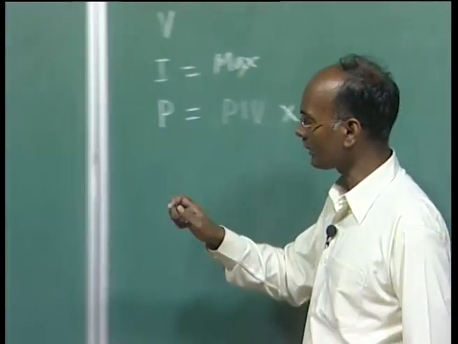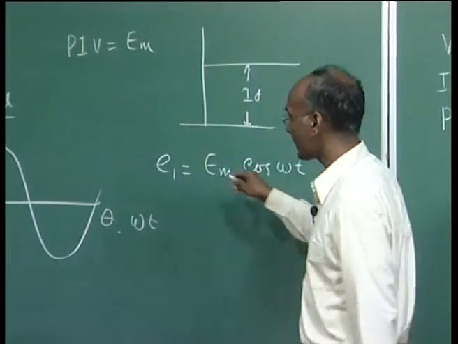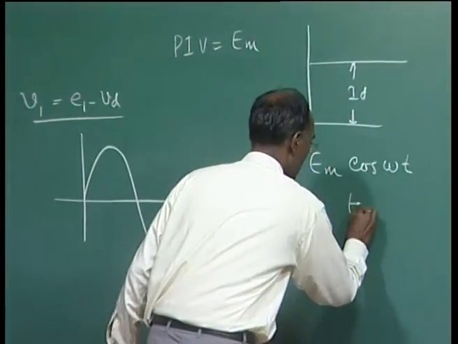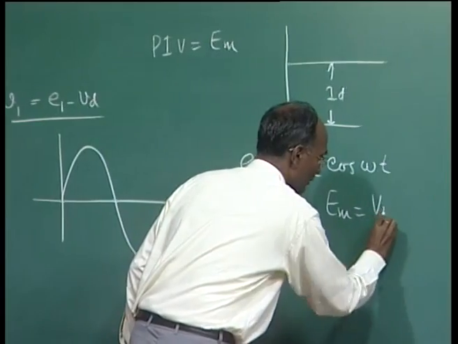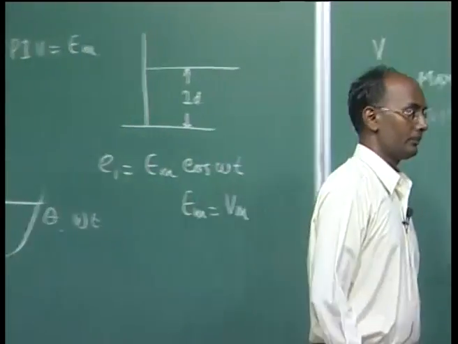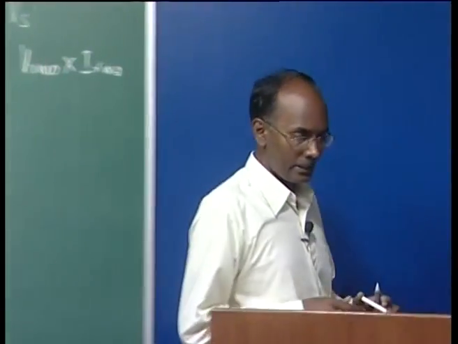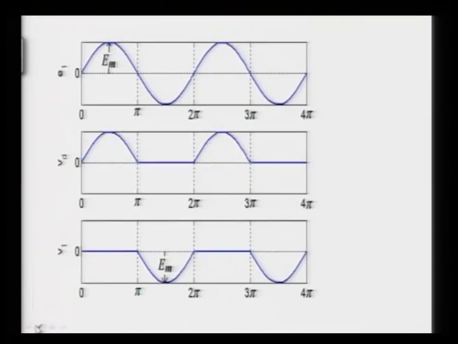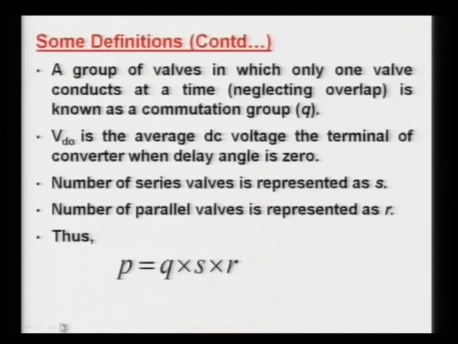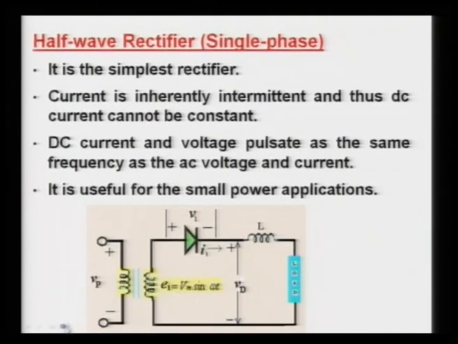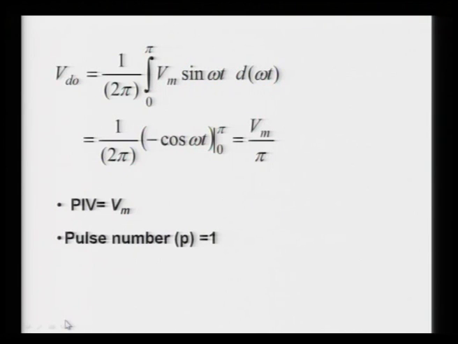I think in the sinusoidal waveform represented in the figure, it is Em. In this case, Em and Vm are the same; here Em is nothing but Vm. So, we can see in the figure that the peak inverse voltage is Em, the pulse number is unity, and the DC output voltage is Vm upon pi.